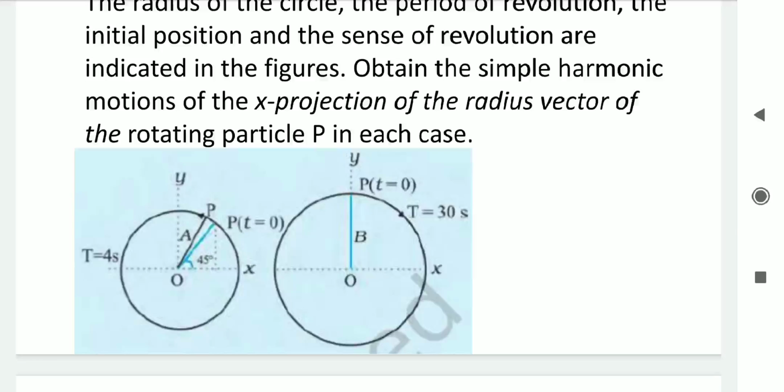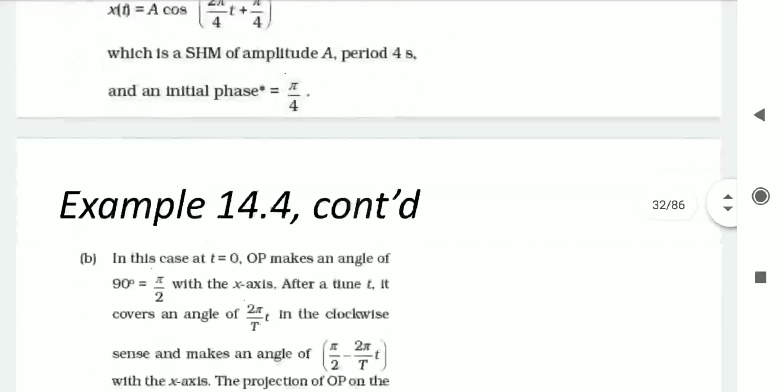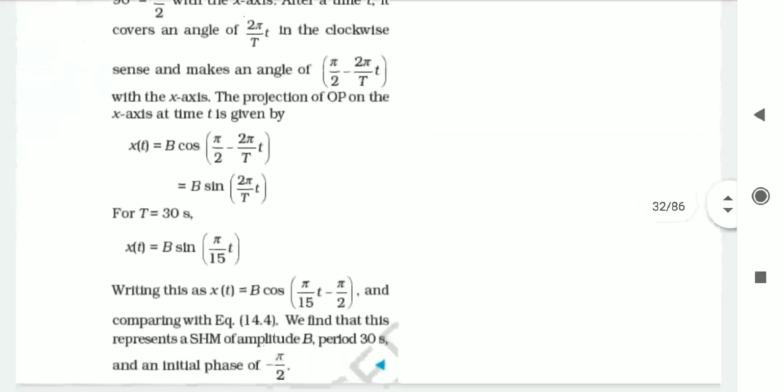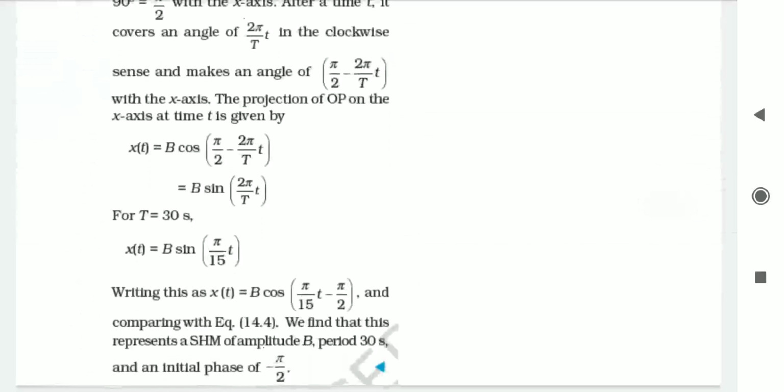Here omega is 2 pi by capital T. By substituting those values, we get the equation x of t equals b cos of phi minus omega t, where omega is 2 pi by T. Here the time period T is given as 30 seconds. By substituting those values, we have the equation x of t equals b cos of pi by 15 t minus pi by 2. So here we have a time period of 30 seconds with a phase difference of minus pi by 2.